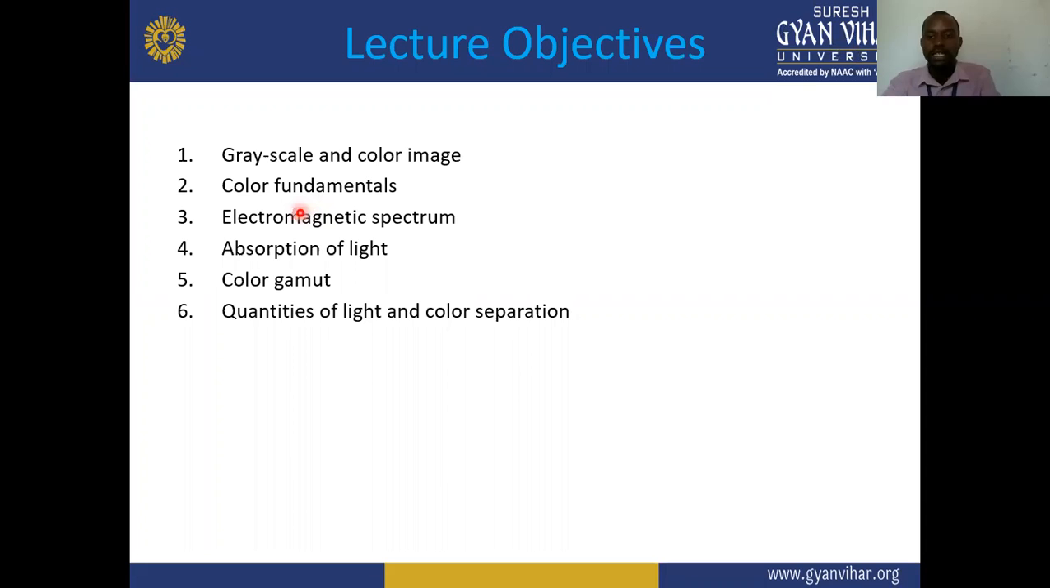Next, we're going to discuss the electromagnetic spectrum, and we are going to see how each color appears or is located within this spectrum. Next, we'll be discussing the absorption of light, and here we'll be discussing more on white light. Then we will be looking at the color gamut, that is the different color composition and color frequency that exist. And lastly, we'll be discussing the quantities of light and color separation. These are the six objectives that you're going to do.